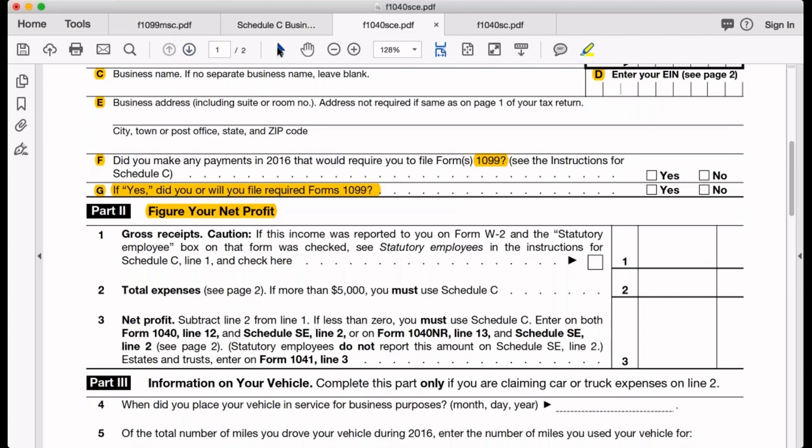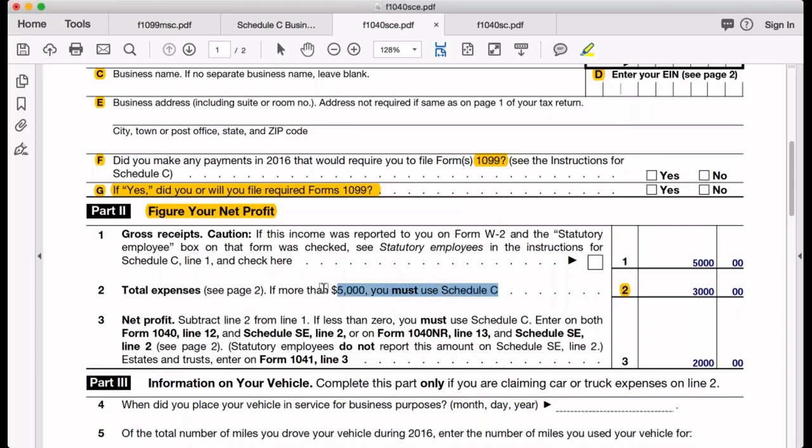Let's say that we had $5,000 in income from this business, and then we had $3,000 in expenses. So that means that I have a net profit of $2,000, right? So remember, the key factor for this form is line 2. Here, let me undo this. Line 2 is asking about expenses, right?